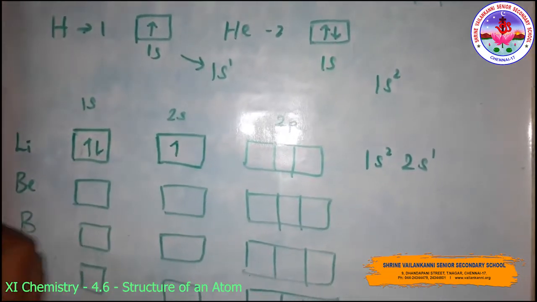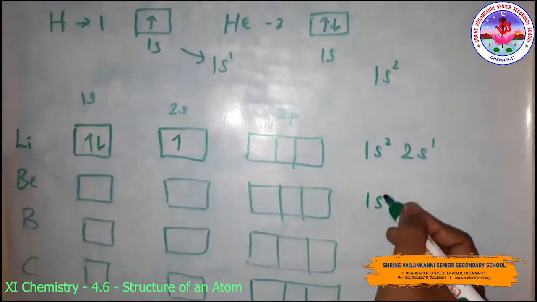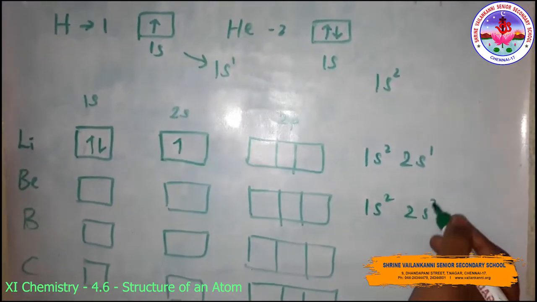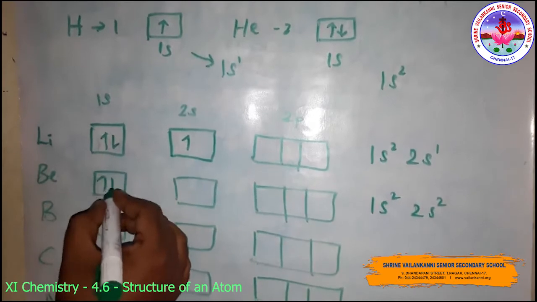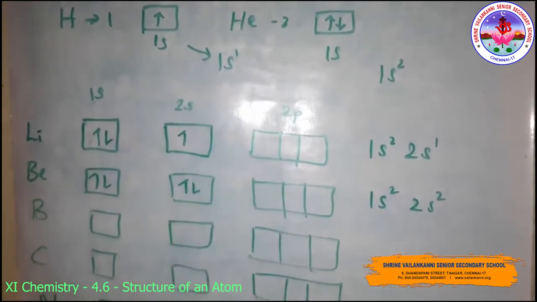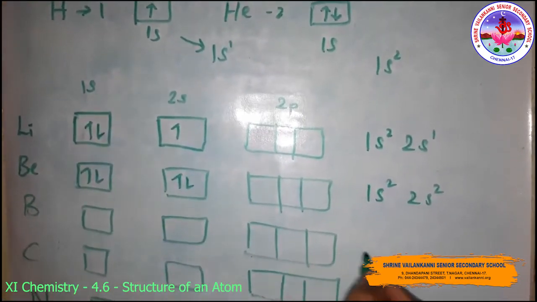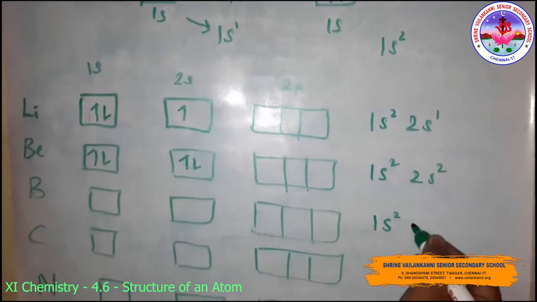Then beryllium, atomic number is 4: 1s2, 2s2. Here also the same, 1s, then 2s. Boron, the atomic number is 5, so 1s2, 2s2, and then 2p1.